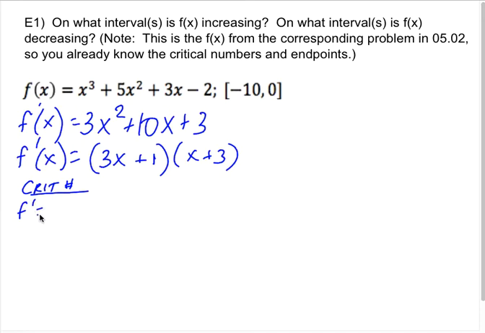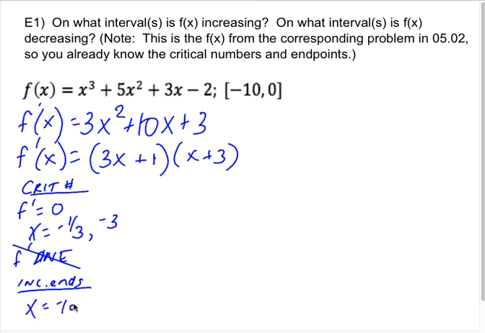be either when f prime is 0, which will be at x equals negative 1/3, right, because that's when this would be 0, or at x equals negative 3, right? When f prime does not exist, which is never in this case because it's a polynomial. And then the other thing I have to worry about is those included endpoints, right, which in this case happen at x equals negative 10 and 0.